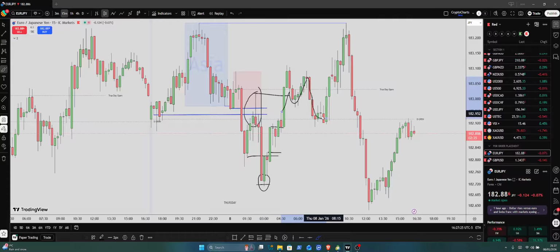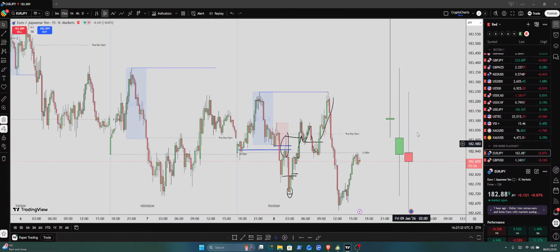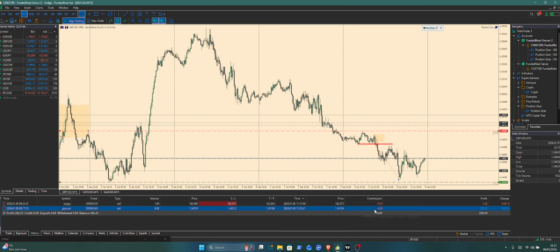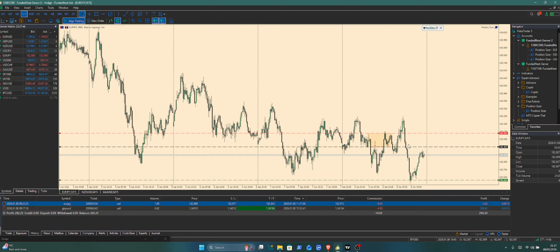It came back towards lunchtime, had a massive move to the upside, and then eventually fell again. So it's done exactly what the daily profile suggested: it's made wicks to the bottom and the top end with no real conviction about where it wants to go. And you can see that I had this trade on.